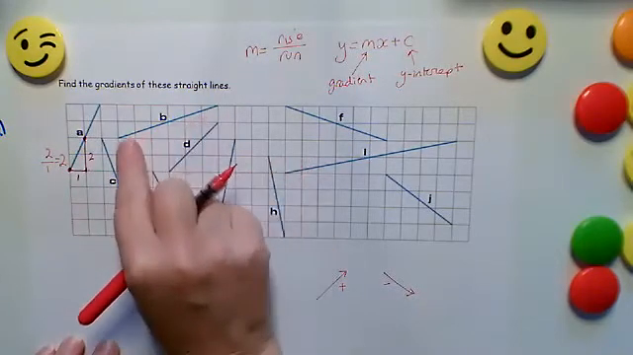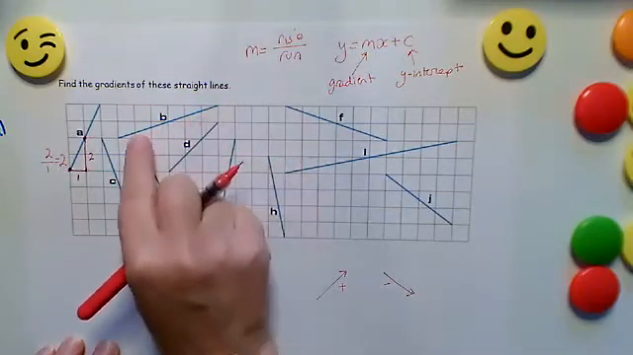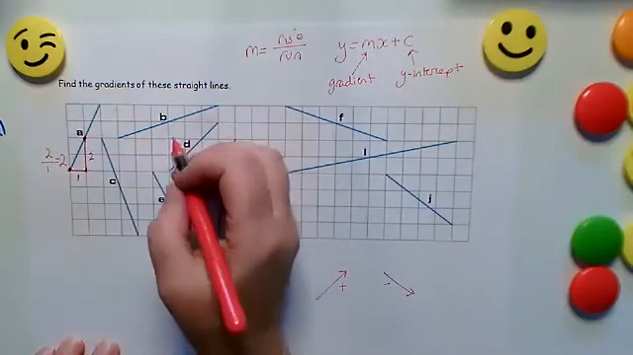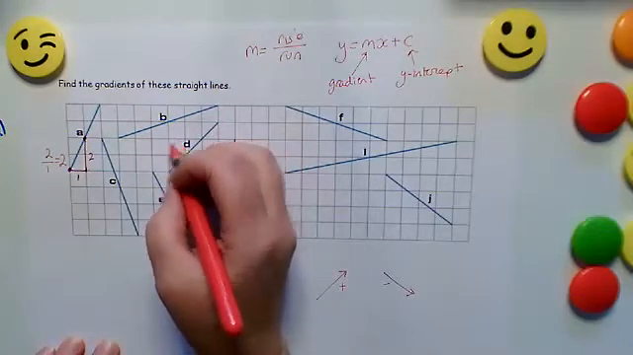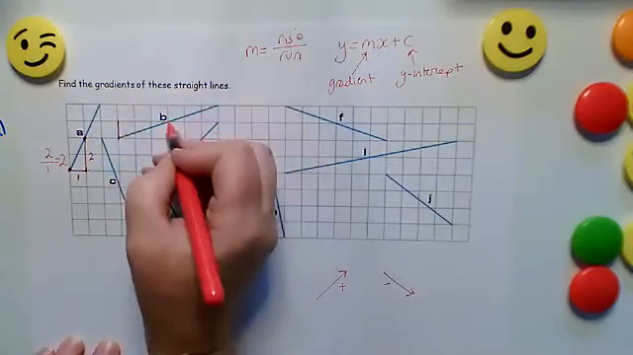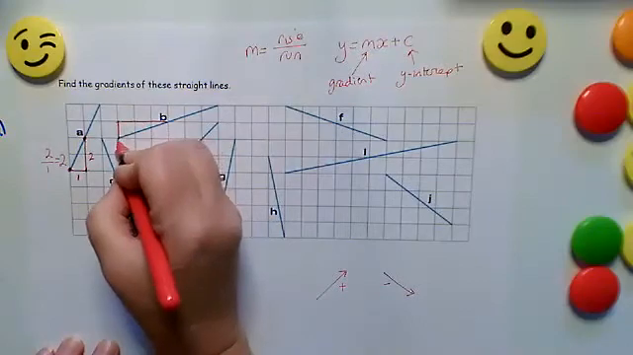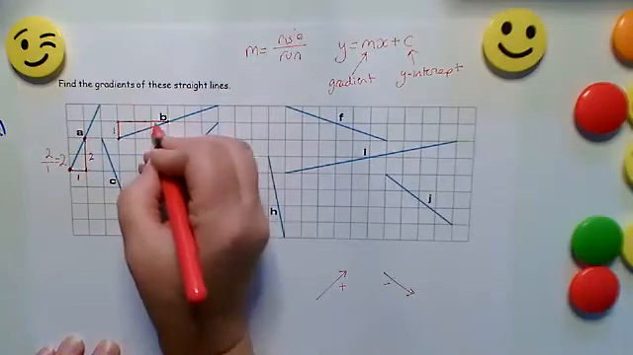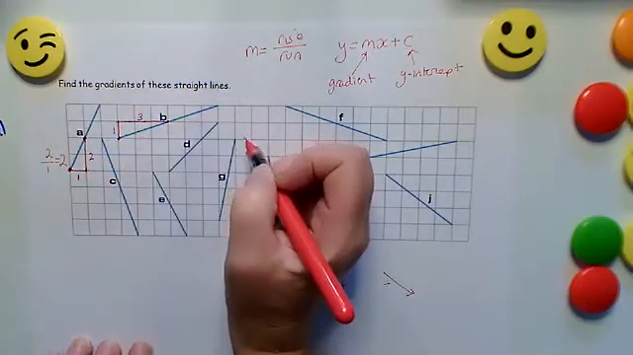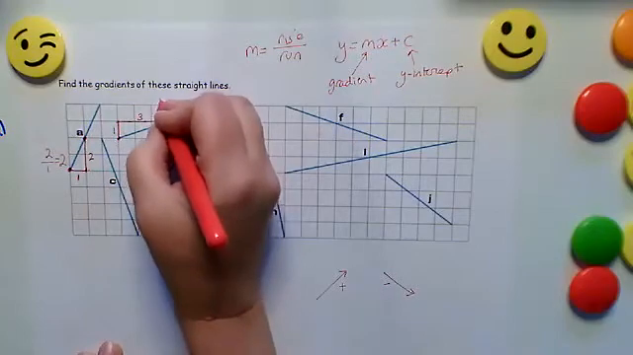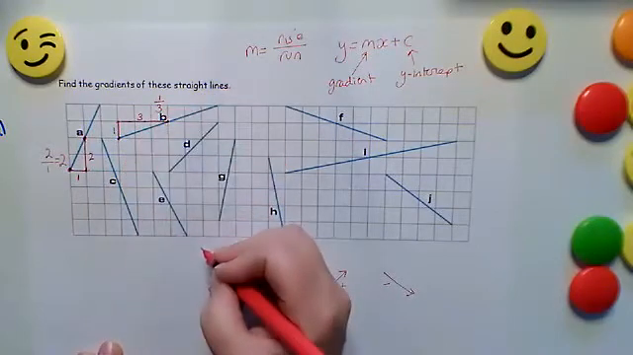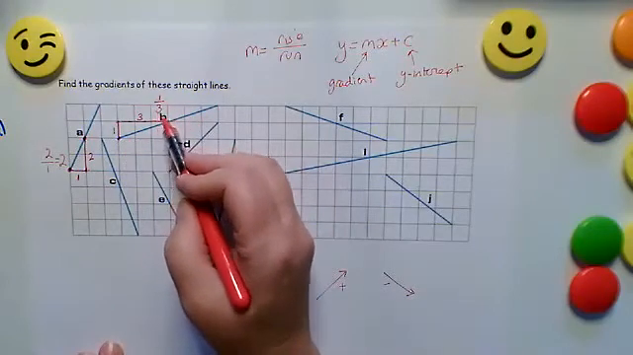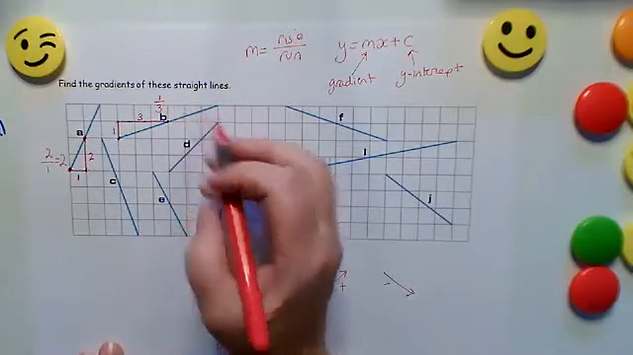Now line B, slightly shallower incline. This is steeper for A, so this is likely to be less than 2. So let's just draw a triangle in. I think I will do this one, again choosing these points here. The rise in this case is 1, and then the run is 3. So the rise over the run, rise is 1 over the run of 3. So the gradient of this line is a third. Leave it as a fraction, it's much easier than putting it as a recurring decimal.